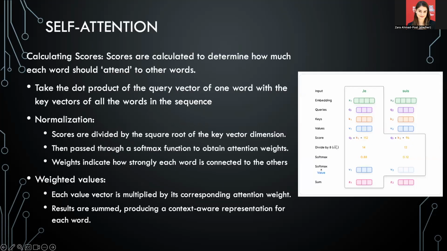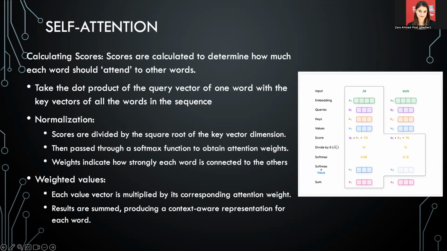Okay. So what we're going to do is calculate scores once we have these vectors. We're going to take the dot product of the query vector of one word with the key vectors of all of the words in the sequence. Then we're going to normalize by some typical normalization techniques. We're going to divide that by the square root of the vector dimension. And then we're ultimately going to end up with these weighted values. That's the key thing of all of this.